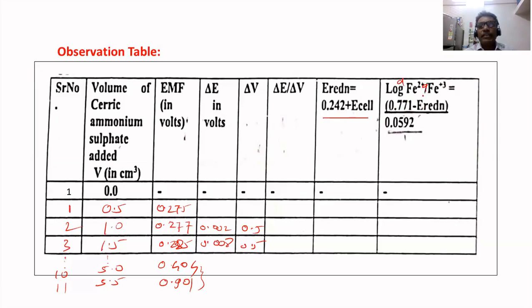Activity of this log. So by using this equation we can do the calculation here: 0.771 minus the reduction potential, divided by 0.0592. In this way we can determine this, because we are going to plot the graph here.